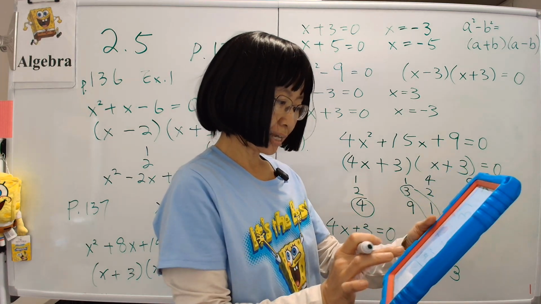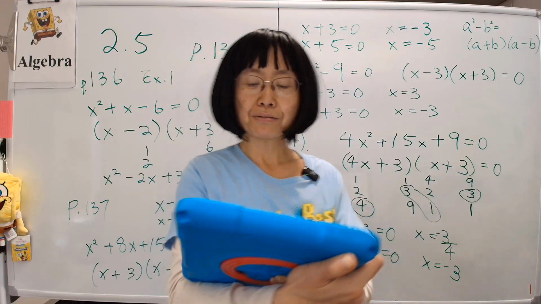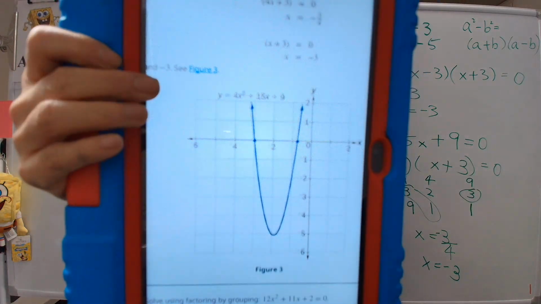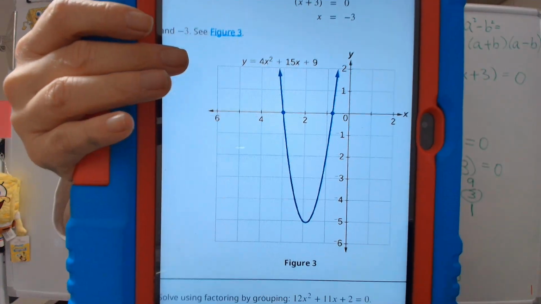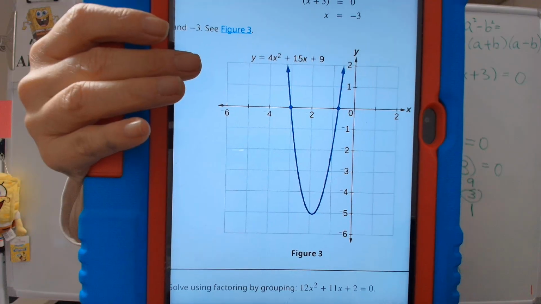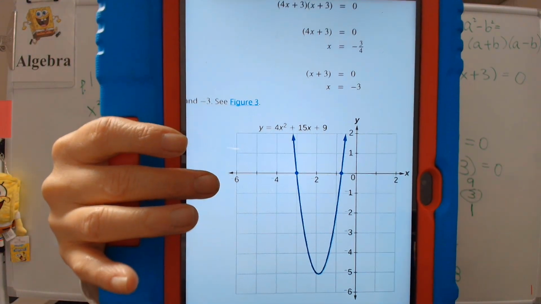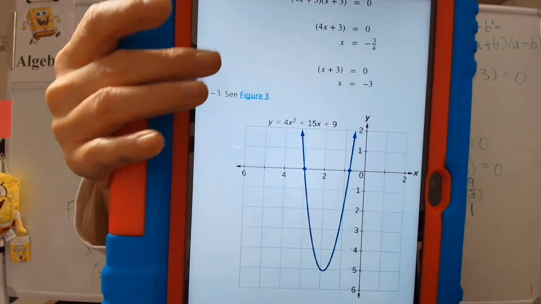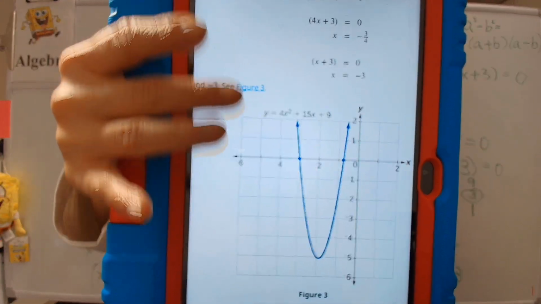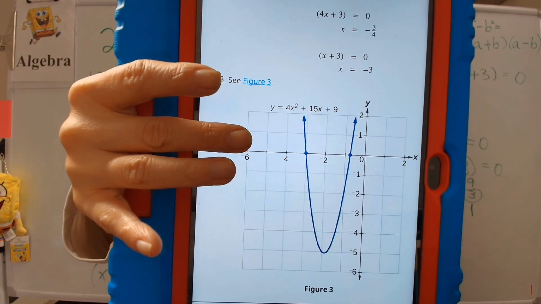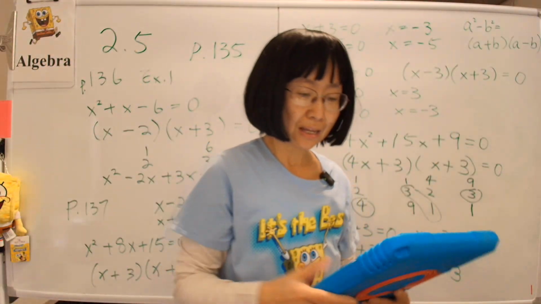All right, and then if we were to graph this equation, y equals 4x squared plus 15x plus 9. If we set y equal to 0, as you notice, it will hit the x-axis at those two values, at minus 3/4 and at negative 3, as we can see.